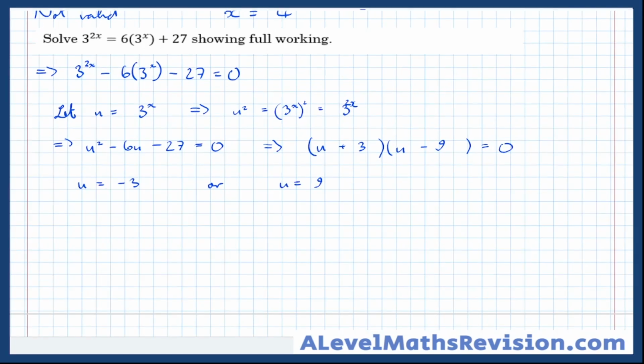And then taking it a step further than that, unsubstituting, we get that 3 to the x equals minus 3 and 3 to the x equals 9. Well, this one here is nonsense. There's no power we can raise the number 3 to get minus 3. So not valid. And here, just by inspection, we can see that x equals 2 because 3 squared is 9. So there we go, x equals 2.